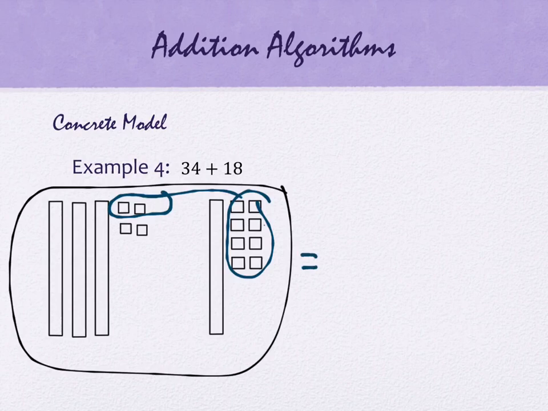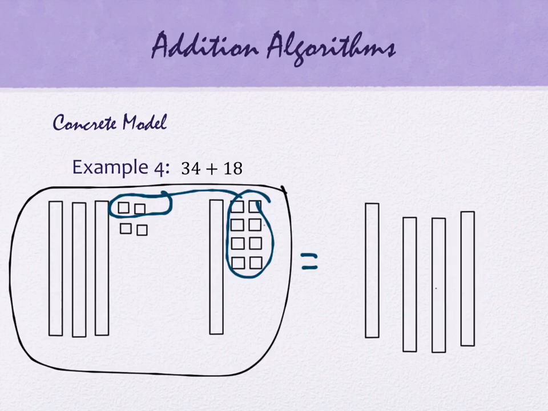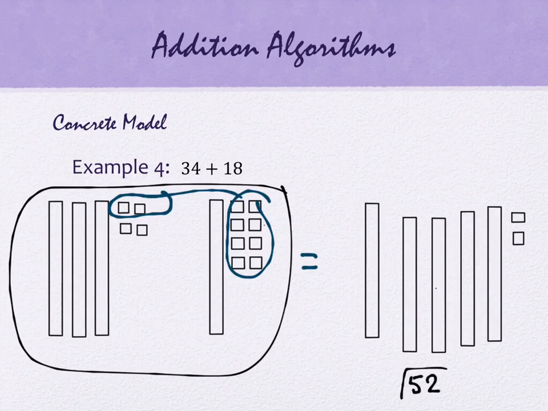So over here, this is going to equal, well, I already have 4 longs to start with. There's 1, 2, 3, and 4. So there's my 4 longs that I started with, just shifted to be beside each other. And then the ones that I regrouped into a long create 1 more long. So now I have 5 longs. And how many individual units do I have? 2. And the result is a number that we call 52.